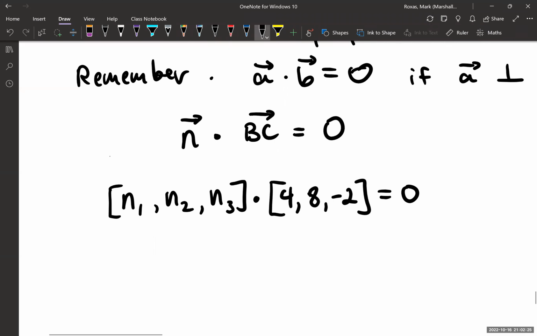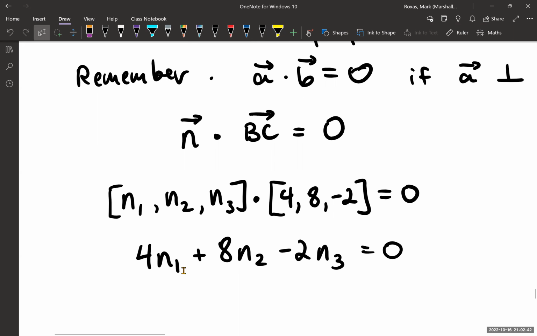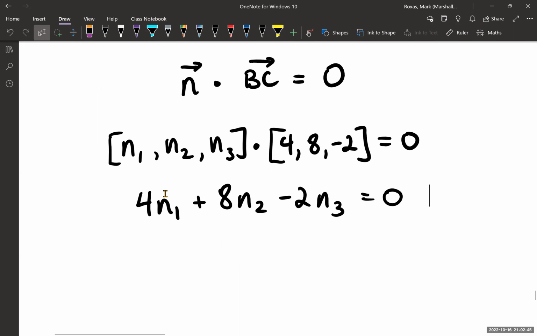Okay. Since these are algebraic vectors, I do 4 times n1 plus 8 times n2 minus 2 times n3. The x components being multiplied plus the y components plus the z components. It doesn't matter that I don't have an actual number for n yet. I can still multiply the components and add them. And if they're going to be perpendicular, the dot product must be 0. So I have one equation with 3 unknowns. What do I put for n1, n2, and n3? It turns out there's many possibilities.